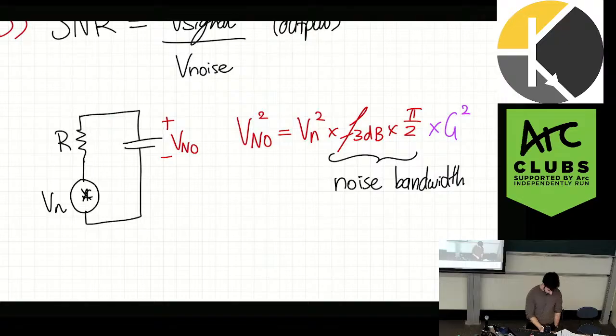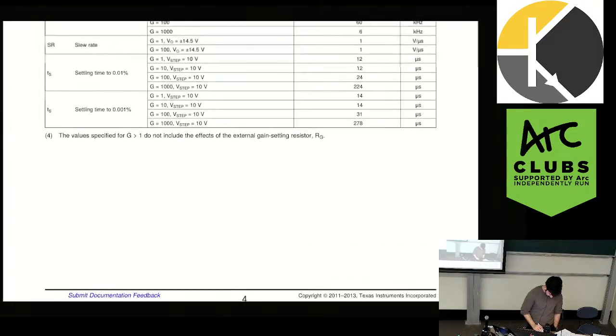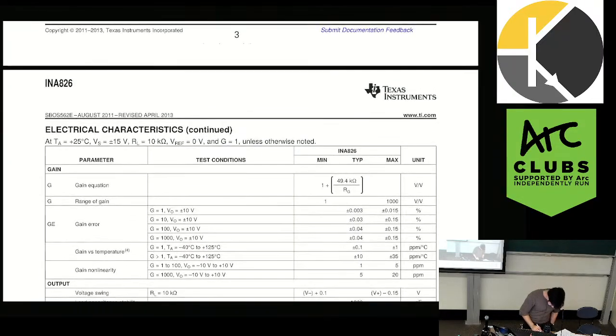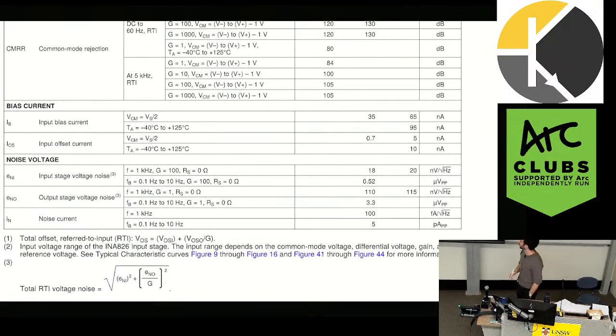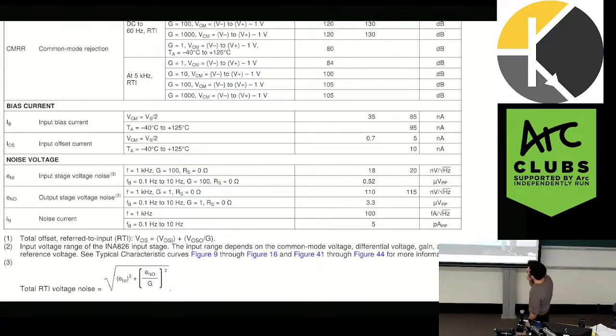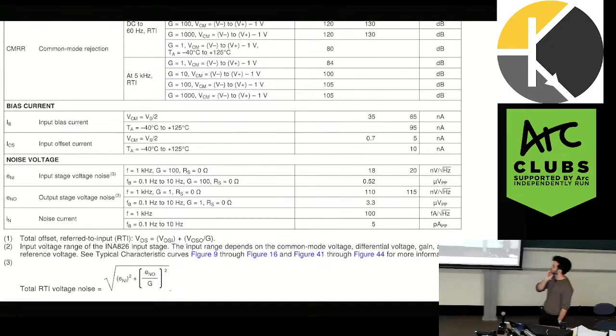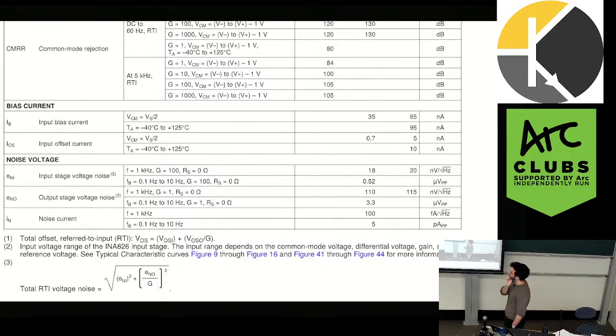So let's just see if I can get that easily from the data sheet. Maybe I can cheat this question. If I look, there's a section which says noise voltage. And we're given two voltages. We're given the input stage voltage noise, and oh no, we're given the output stage voltage noise. So that means we have to do a bit of work, right? They haven't just given us one noise.